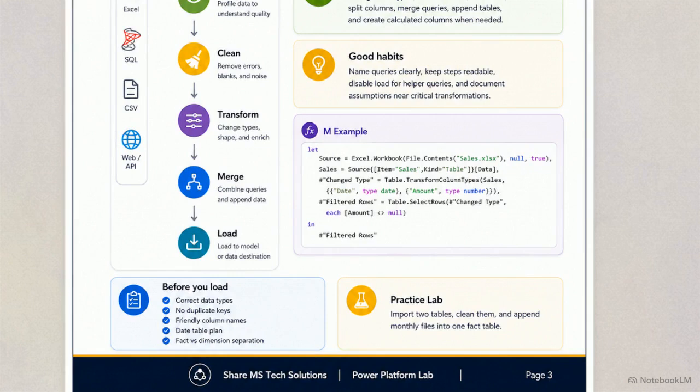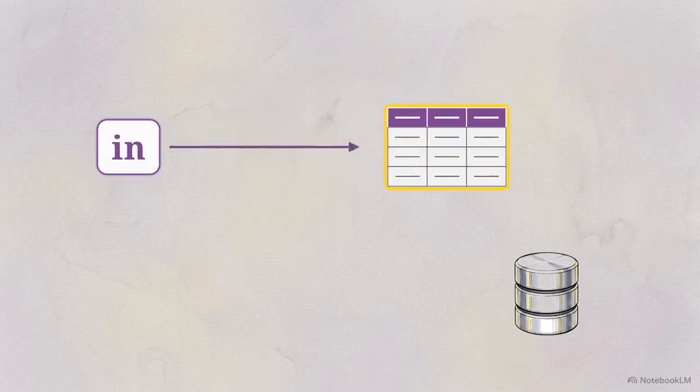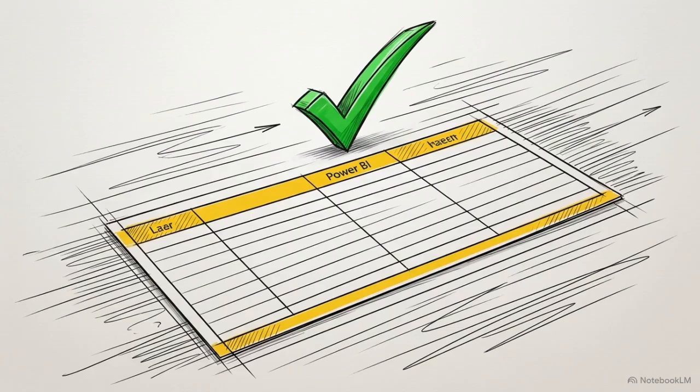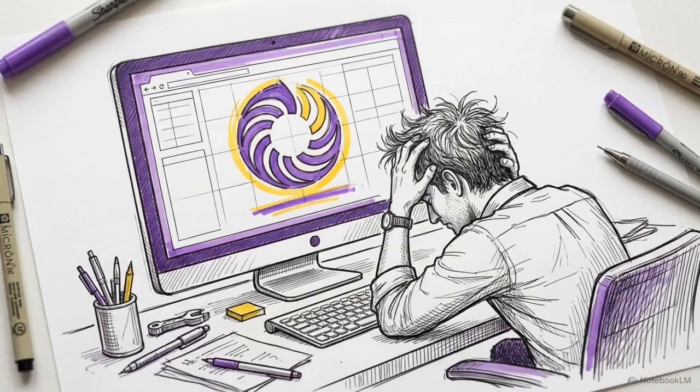The let statement establishes interdependent steps. Here, a changed type command defines the data structure, which passes directly into a filtered rows operation. The in statement then materializes the final result. It takes the output of that specific transformation chain and loads the structured table into the model. Resolving data quality issues at this stage is a performance requirement. Forcing downstream DAX code to compensate for noisy data will increase query latency and degrade the user experience.